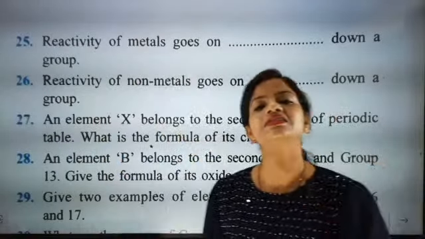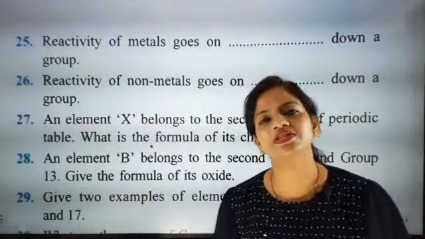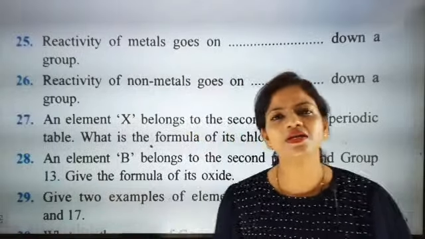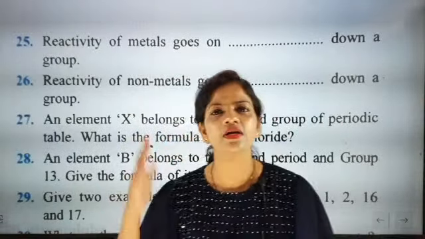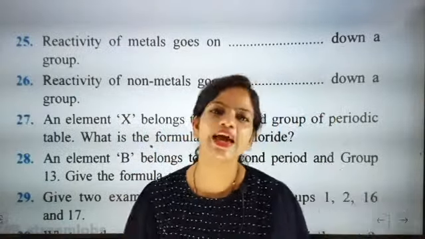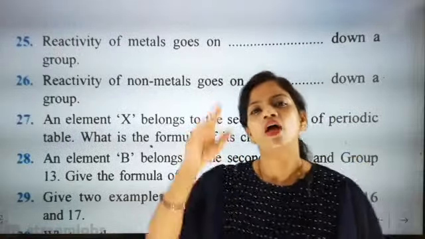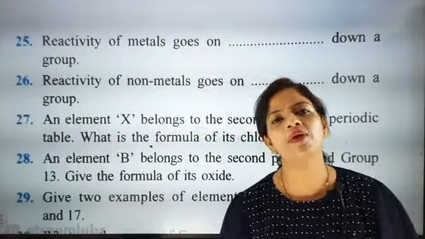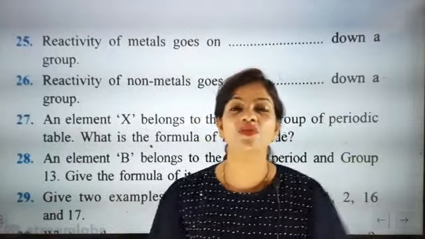Absolutely. Why is the answer decreasing? Because everybody will be saying, auntie, why is the answer decreasing? Why is metallic character increasing and non-metallic character decreasing? You have to understand that when you go down in non-metals, what will happen? The structure will become big.